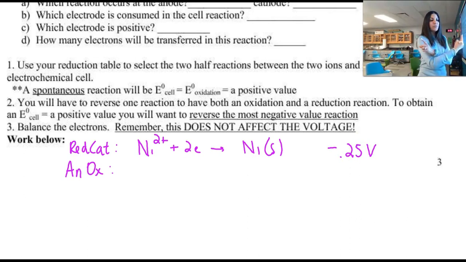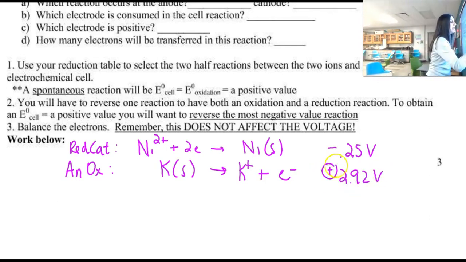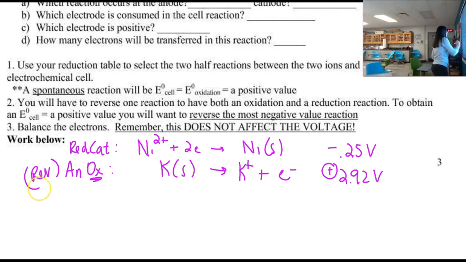Now the anox, we actually have to flip it. So we're going to reverse it, and we're going to make the potassium solid on the left instead. So we've got potassium solid, and then our arrow, and we had K plus and an electron. And that value was a negative 2.92, but we're going to change it and make it positive. Since it's the oxidation one, this is the one that you have to reverse.